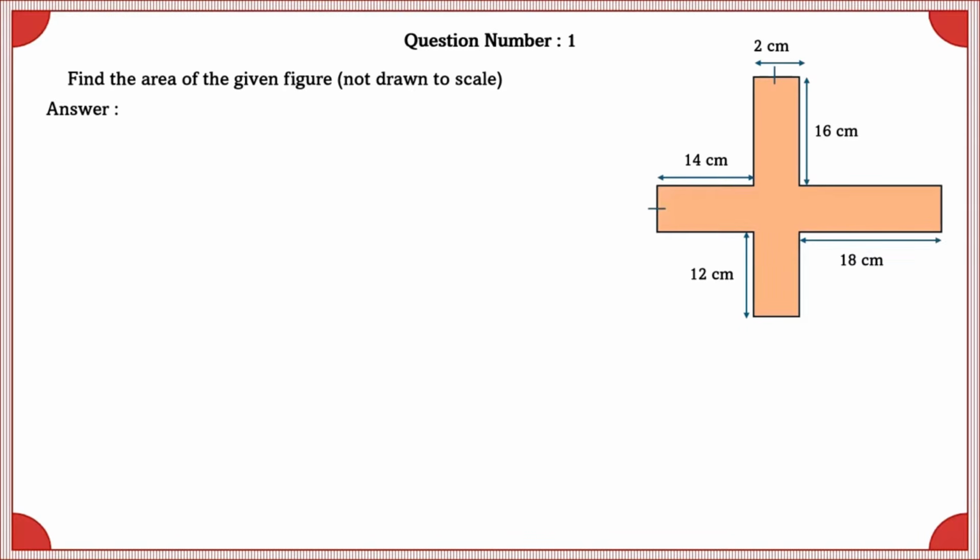Class 5 IMO. Question number 1. Find the area of the given figure not drawn to scale. First, let us find all the missing sides. This side is 2 centimeters.